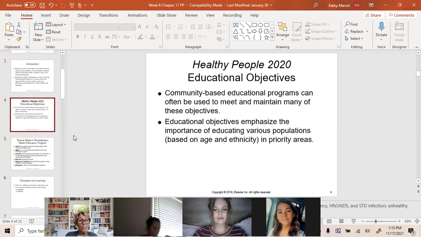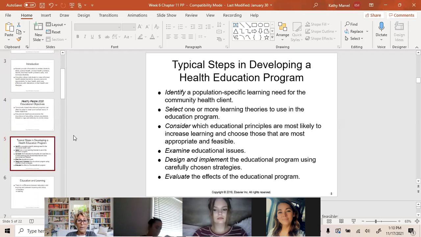Okay. We'll cover this in the book, but Healthy People 2020 has some specific educational objectives. We'll get to those in the book. Okay. What are some typical steps? This, again, remember, the PowerPoint is an overview of the chapter. So we're just doing a quick overview and then we're going to go into the chapter.